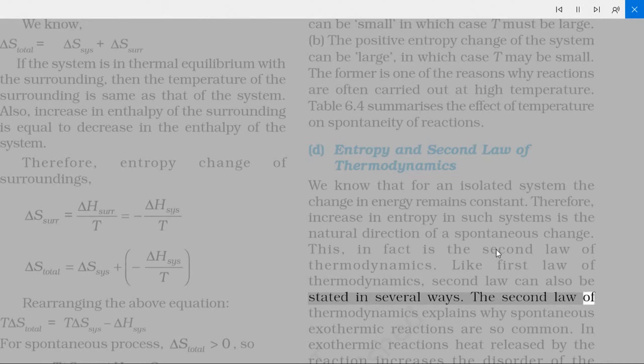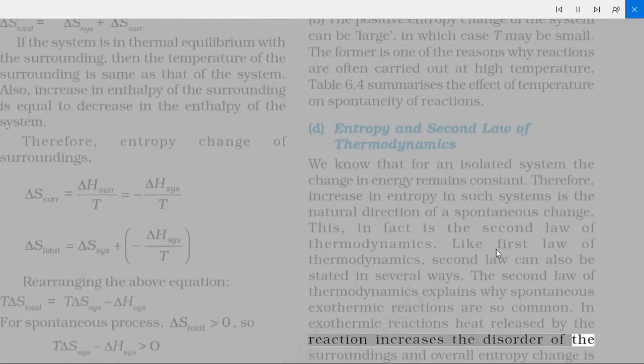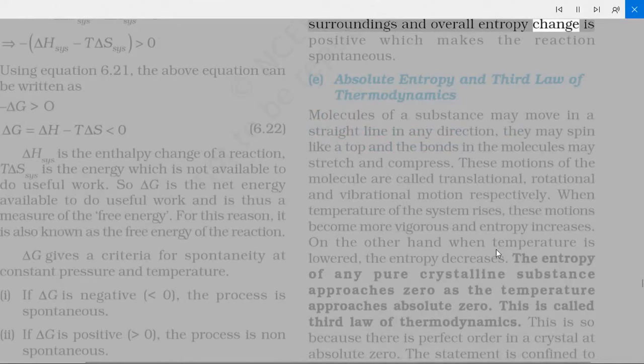The second law of thermodynamics explains why spontaneous exothermic reactions are so common. In exothermic reactions, heat released by the reaction increases the disorder of the surroundings and overall entropy change is positive, which makes the reaction spontaneous.